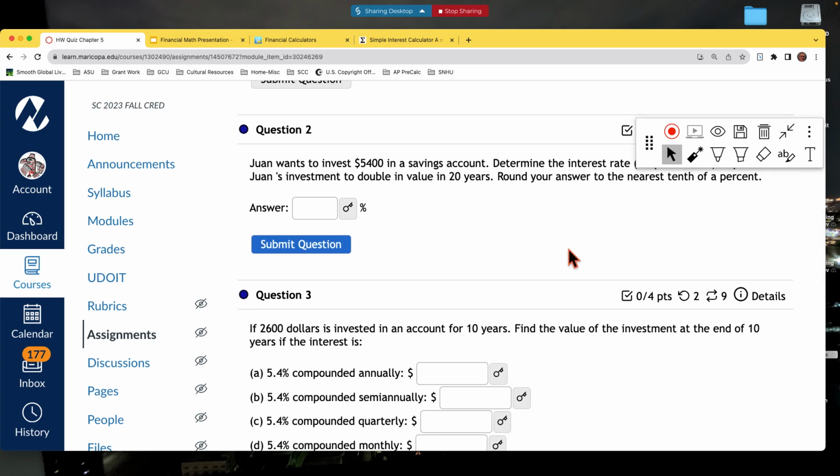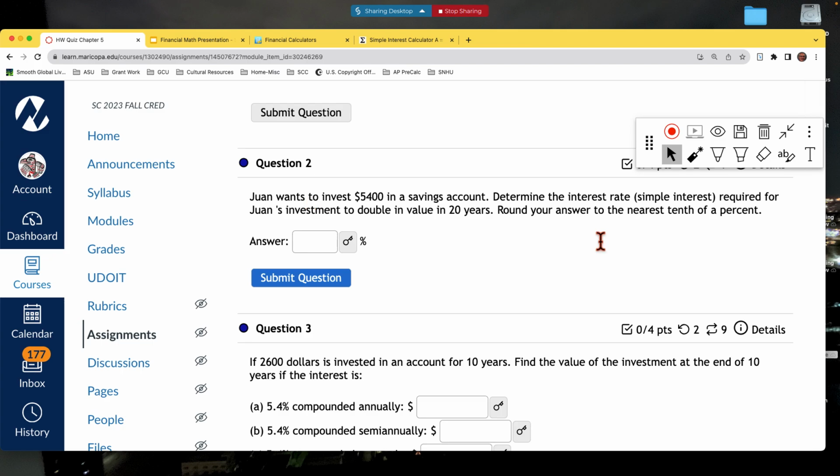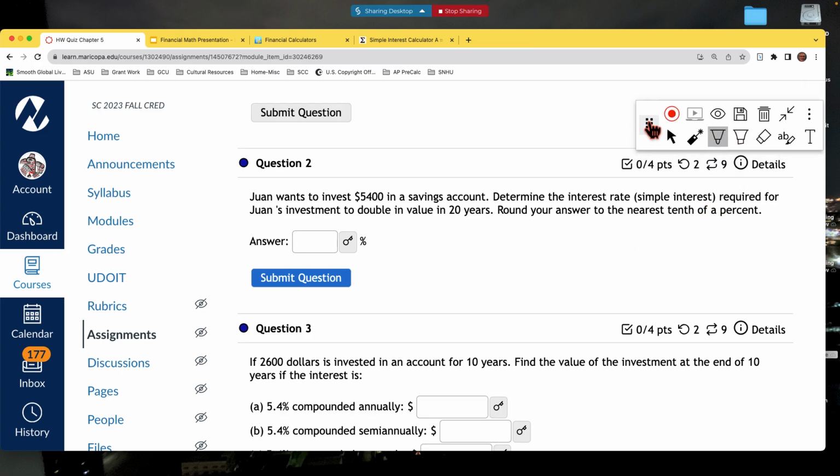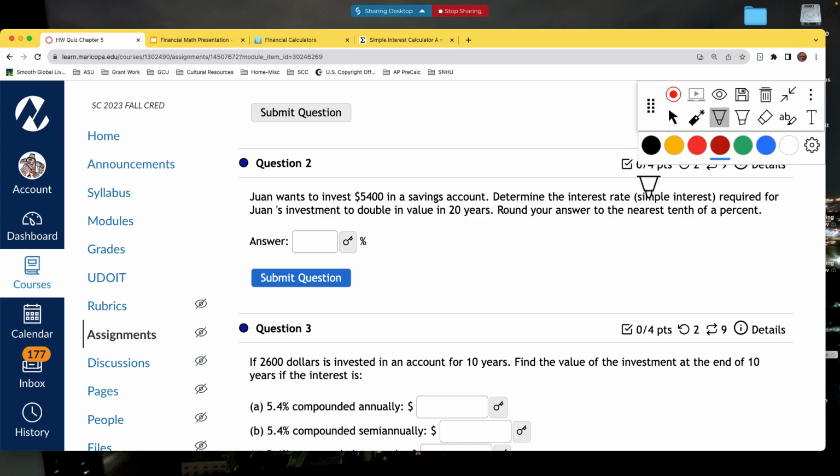Okay, so question 2, another simple interest. It says that it's simple interest, so we're going to use a simple interest calculator. But this is a little different. He wants to invest $5,400. Determine the interest rate required for Juan's investment to double in value in 20 years.